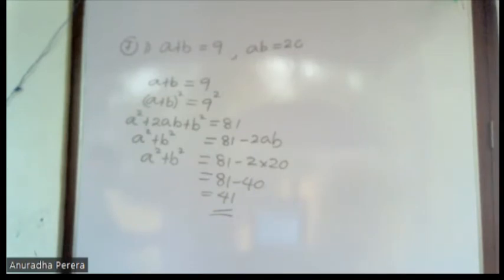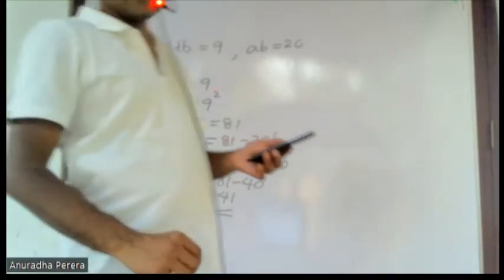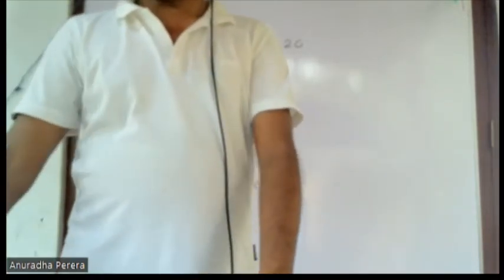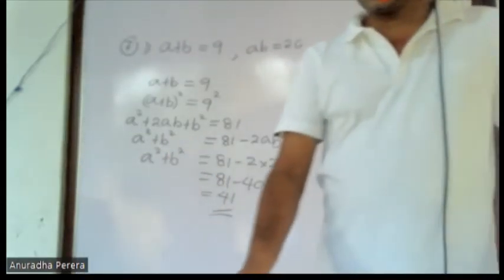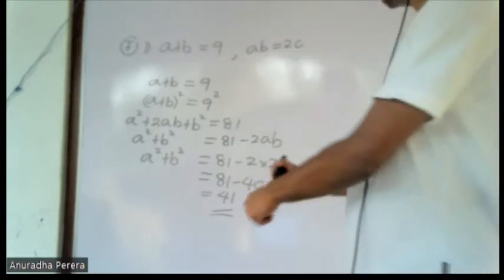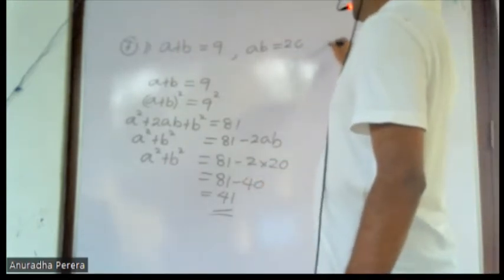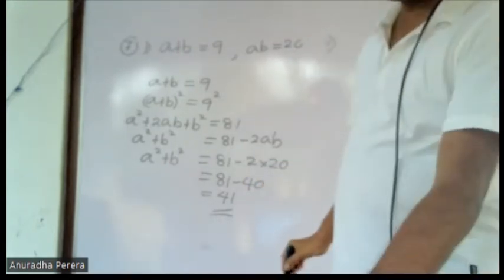Right. In your last question, find the value of a squared minus b squared. It's not a squared minus b squared. Correct it as a squared plus b squared.